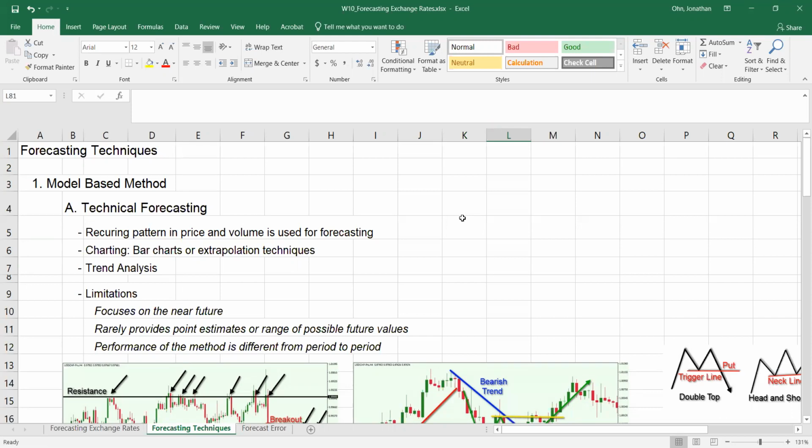Can you read the limitations? The limitations: it focuses on the near future. It rarely provides point estimates or a range of possible future values. The performance of the method differs from period to period.